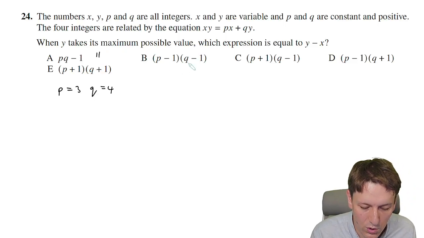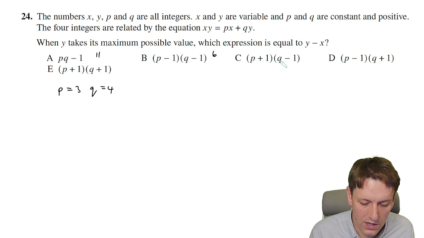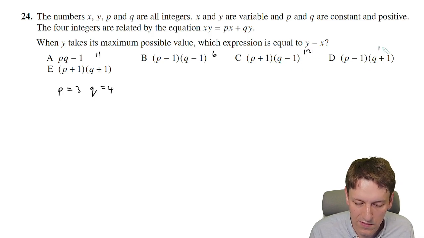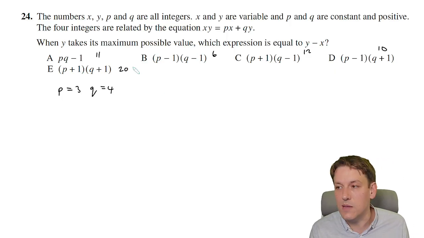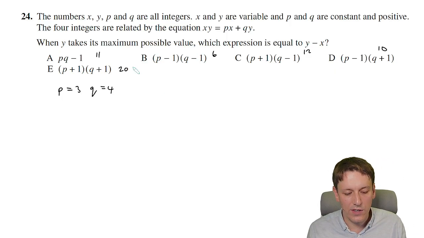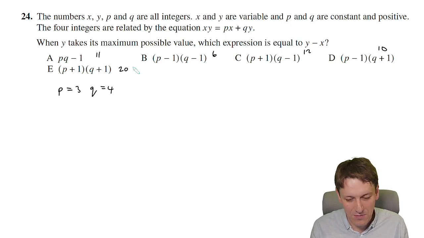Here I've got 2 times 3, which is 6. Here I'm going to have 4 times 3, which is 12. Here I'm going to have 2 times 5, which is 10, and here I'm going to have 4 times 5, which is 20. So they're all different. So I know if I solve this with p equals 3, q equals 4, knowing which answer it will be gives me the answer to the problem.